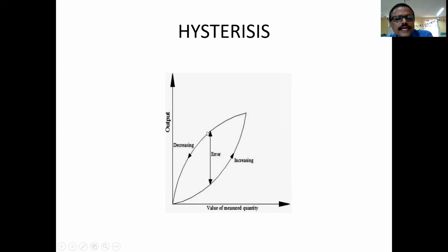Here you can observe that the output is different at this point when the input is decreased. When the input is decreased, this is the output. When the input is increasing, this is the output. This difference is called hysteresis error.